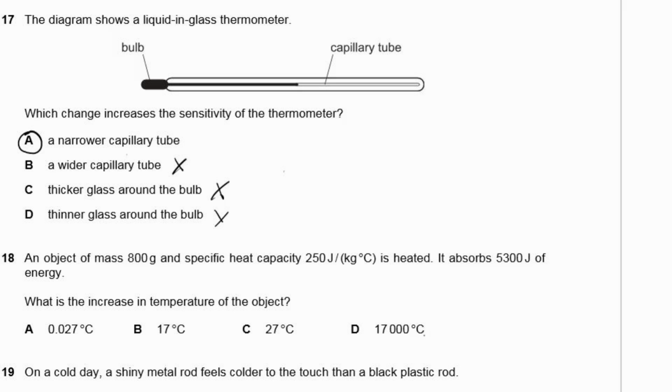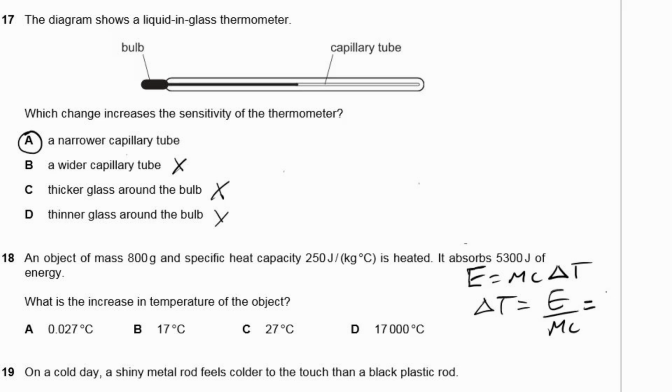Question 18. An object of mass 800 grams and specific heat capacity of 250 joules per kilogram per degree Celsius is heated. It absorbs 5,300 joules of energy. What is the increase in temperature of the object? Let's put down our equation here. E equals mc delta T. We're being asked for the increase in temperature. Delta T would be rearranging the one above: E divided by mc.